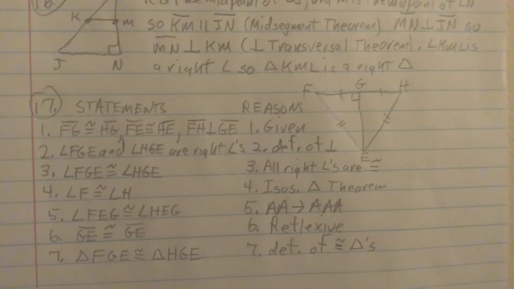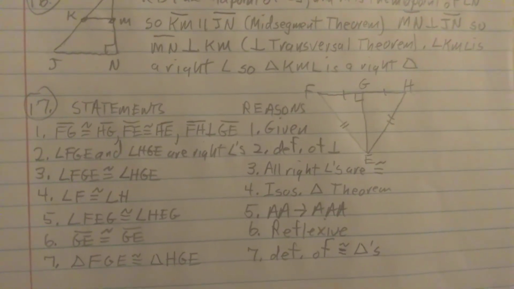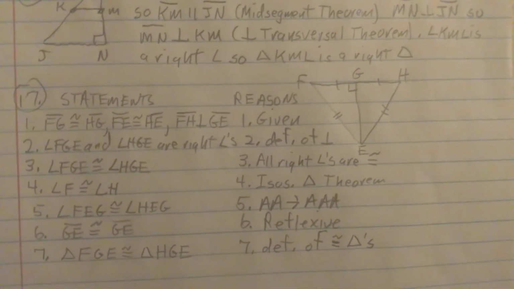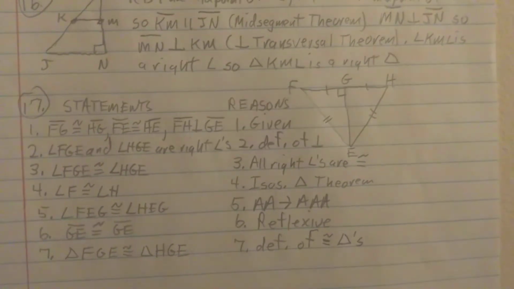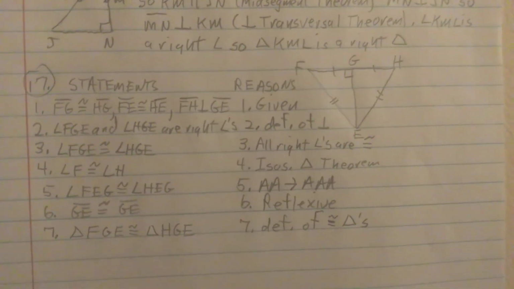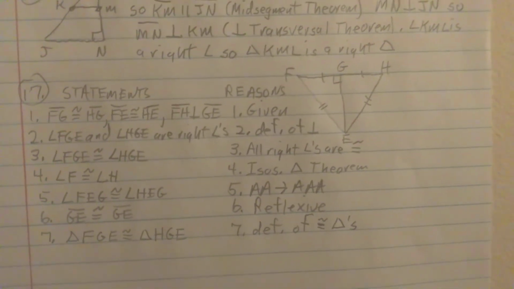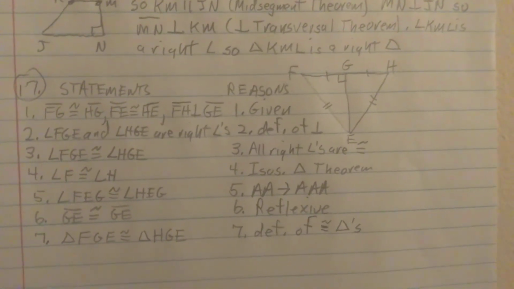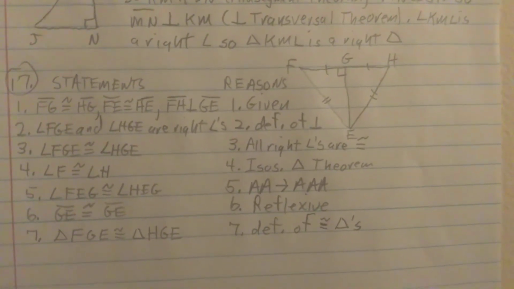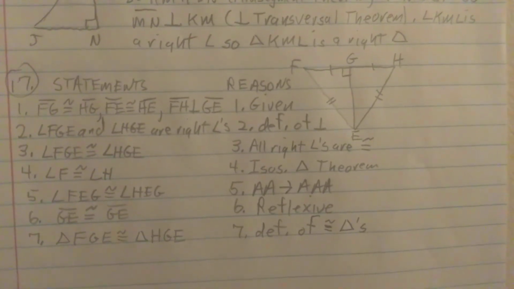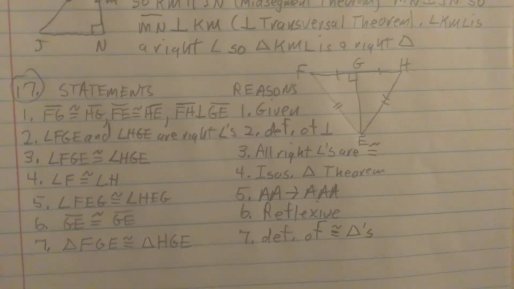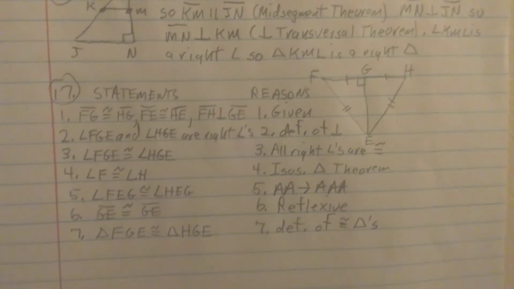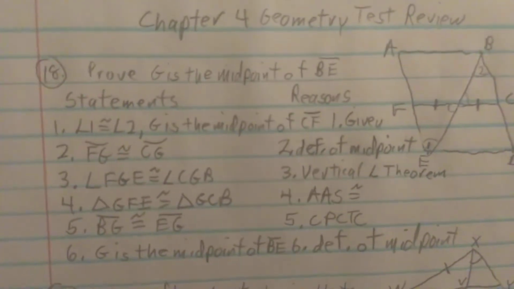Angle FEG is congruent to angle HEG, with two corresponding angles congruent implies the third angle is congruent. GE is congruent to itself by reflexive, therefore FGE is congruent to HGE by definition of congruent triangles. This is giving all three angles and all three sides being congruent.